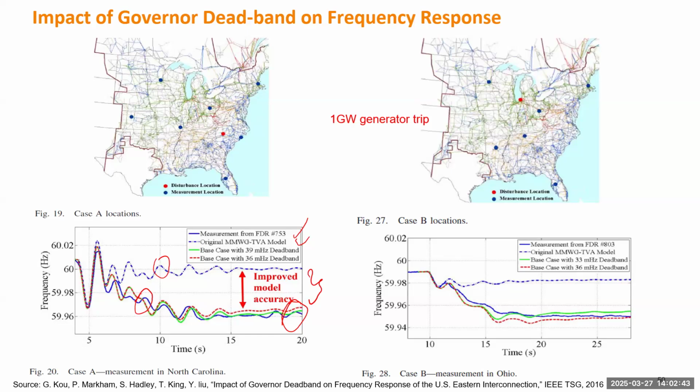For that case, when they set 33 millihertz and 36 millihertz, they gave the best match. They basically create a very narrow envelope containing the real measurement data. So the conclusion is, for the first event, the dead band will be somewhere within 36 to 39 millihertz on average. For the second scenario, the dead band will be from 33 millihertz to 36 millihertz. Okay, so this is one piece of evidence showing the existence of the dead band of governors.